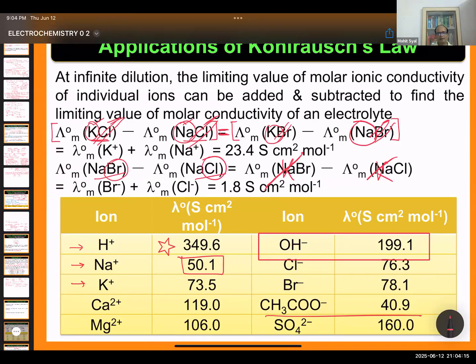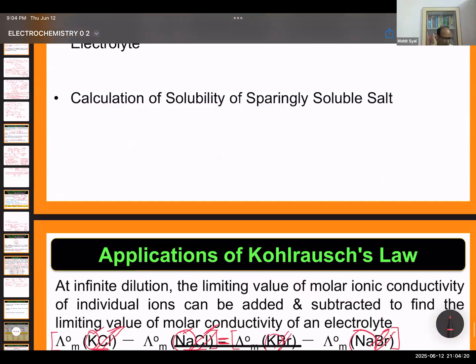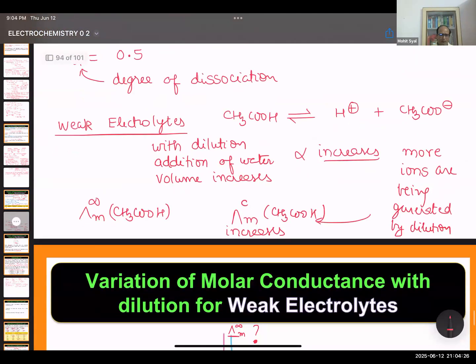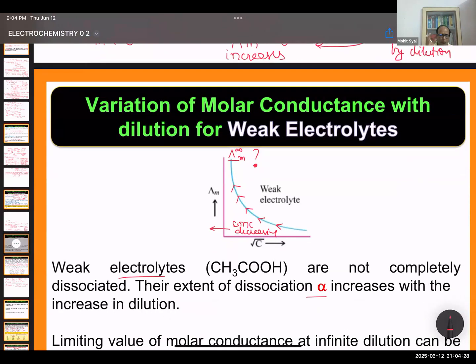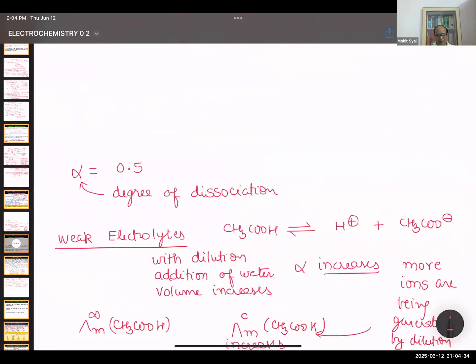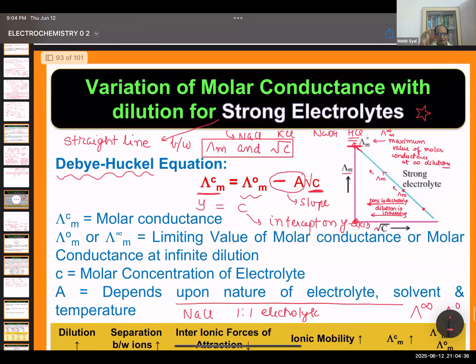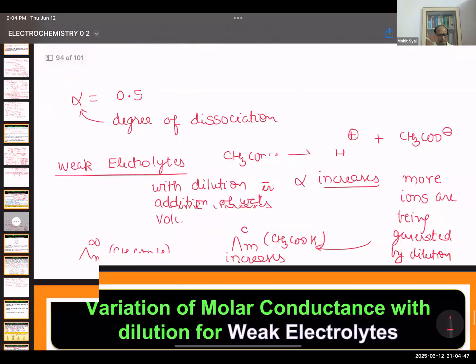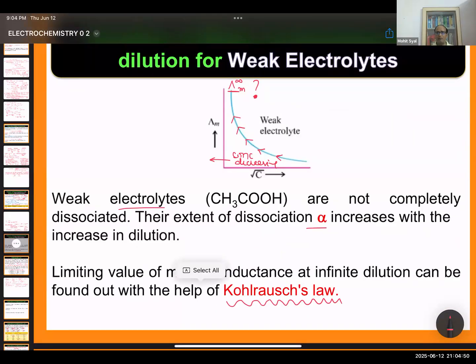Any doubts in this? And now we will come to the problem that we were stuck in: how to get the limiting maximum value of molar conductivity for a salt. For a strong electrolyte, it was quite easy because it was a straight line graph, lambda equal to lambda naught minus A root C. For weak electrolyte, the graph was completely weird and we were not able to figure out how to get the maximum value of the molar conductivity.